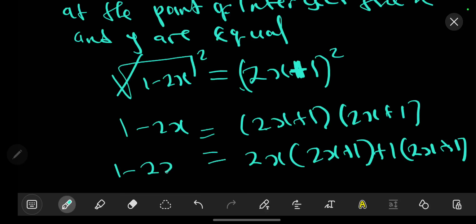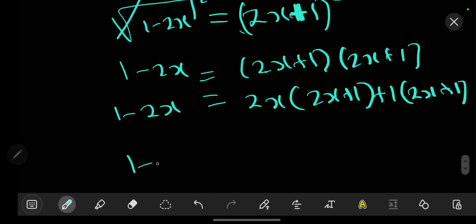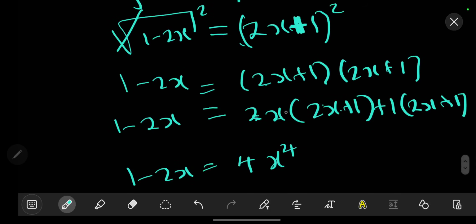Then we have 1 minus 2x equal to this times this. It will be 4x squared, this times this. We are going to have 2x times 1, so we have squared. Then we are going to have plus 2x. Then 1 times 2x plus our 1 like that.